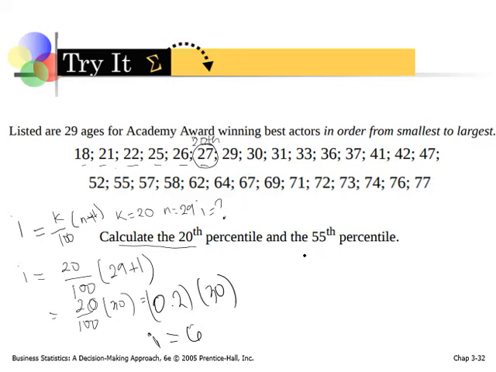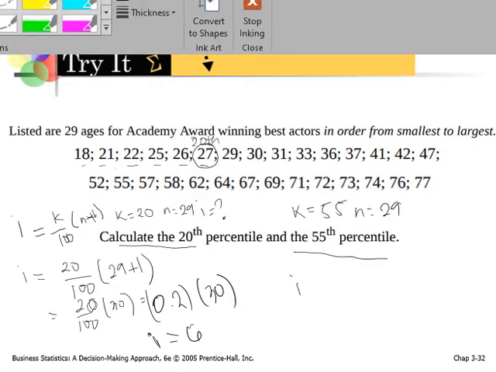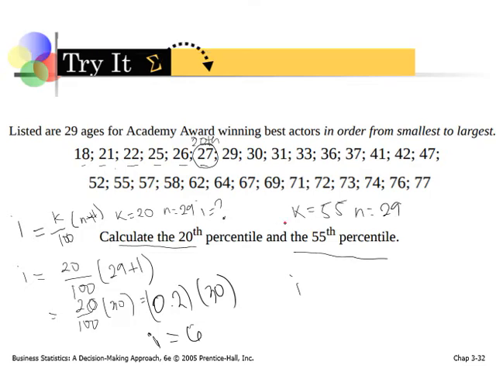It's the same process actually. Again, our k in this one, you can solve this first. The k is 55. Our n is still 29. So I hope you understand the percentile. Okay? So this is the formula.